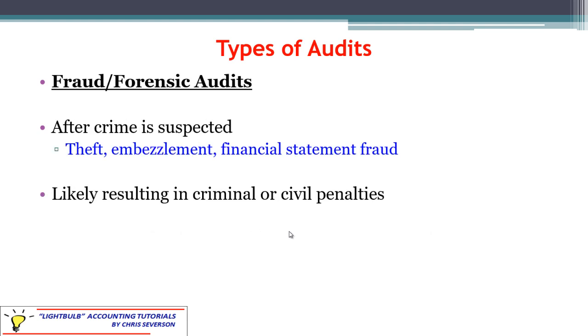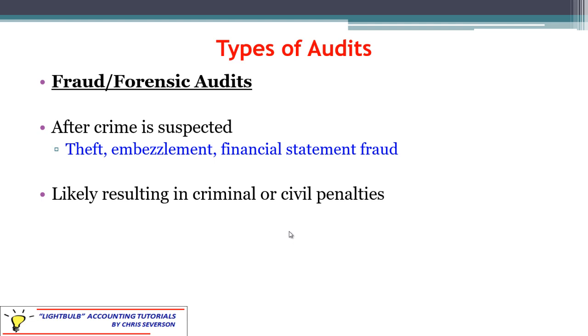One of the interesting ones is fraud or forensic audits. Now this kicks in at a much deeper level than a financial statement audit, but this is usually only triggered after crime is suspected, whether that be theft, embezzlement, or even financial statement fraud from management. You might have that situation.